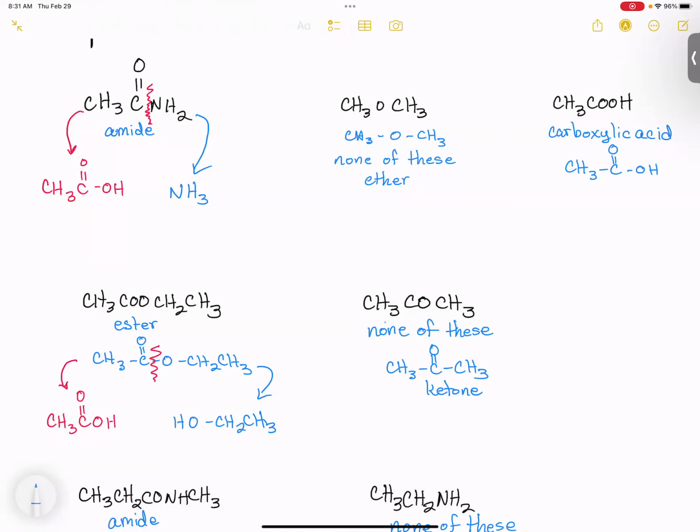The next one was, again, none of these, and the best way to realize that it was none of the above is to draw it out. And when you drew it out, you would have CH3, C double bond O, CH3, which is a ketone.